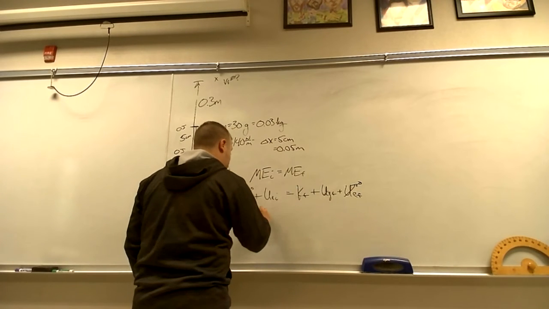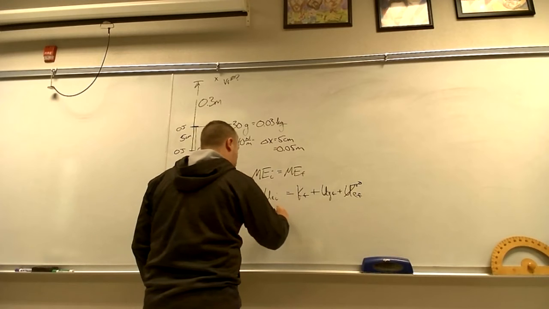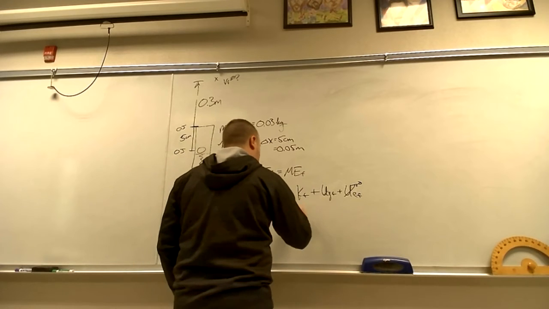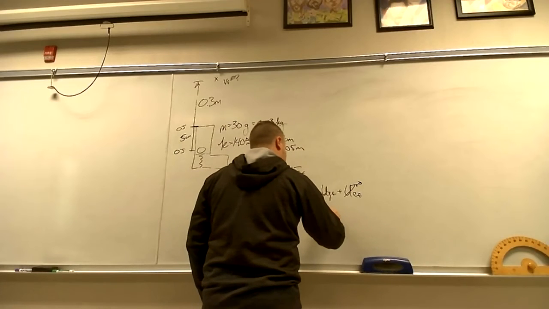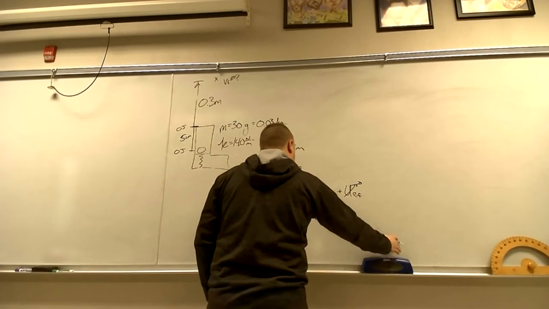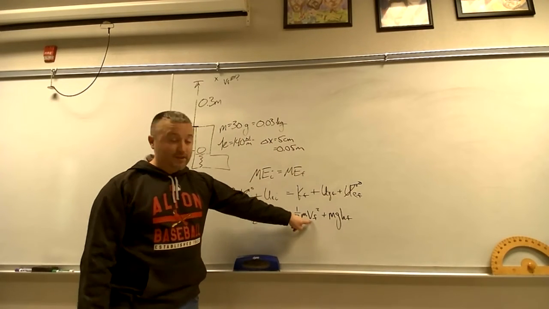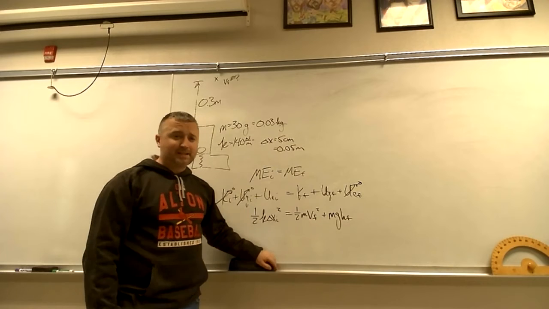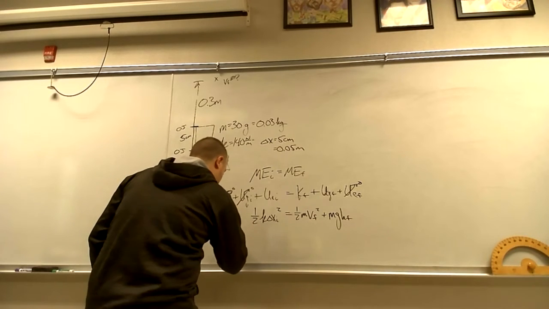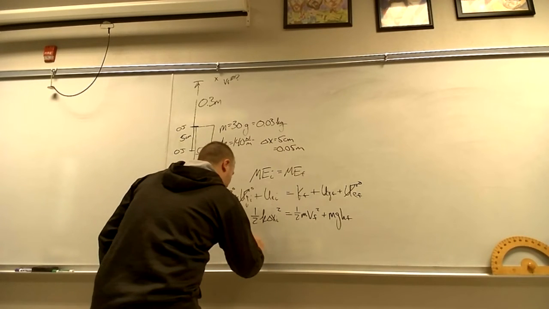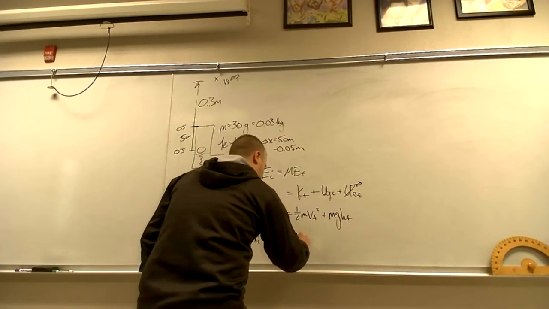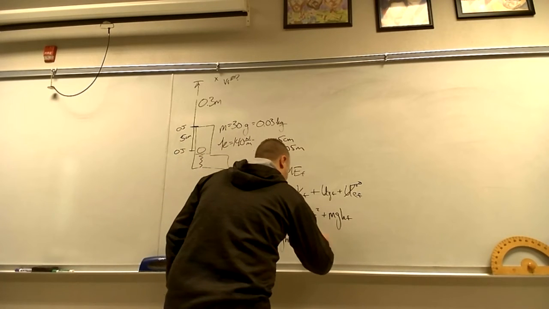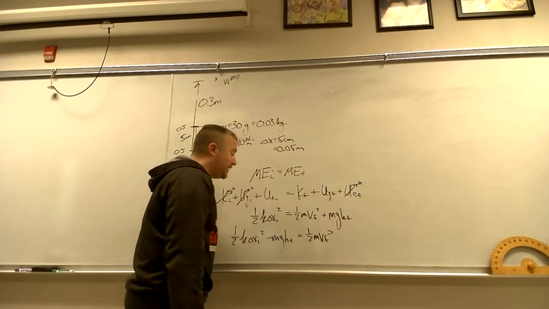This is 1/2 times k times delta x initial squared is equal to 1/2 mass velocity final squared plus mass times gravity times height final. And we're trying to find the final velocity. So let's start by subtracting that on the other side. 1/2 k delta x initial squared minus mass times gravity times height final is equal to 1/2 mass velocity final squared.